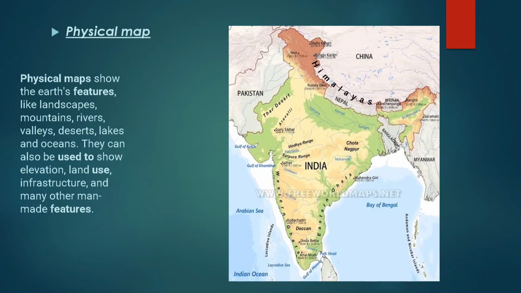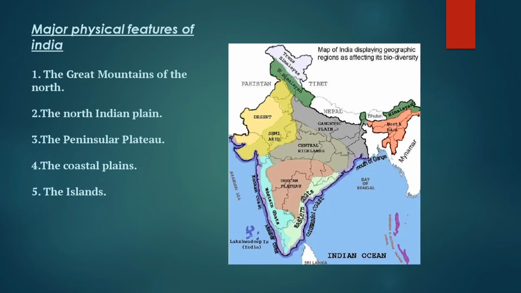Then, what is a physical map? A physical map shows Earth's natural features, like mountains, rivers, valleys. These features are not man-made and they are different from man-made. Sometimes we include a few man-made features in these maps, but majorly these are only natural features of a particular region or a country.